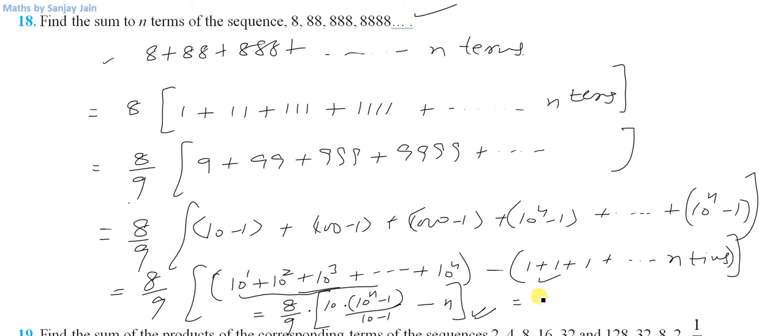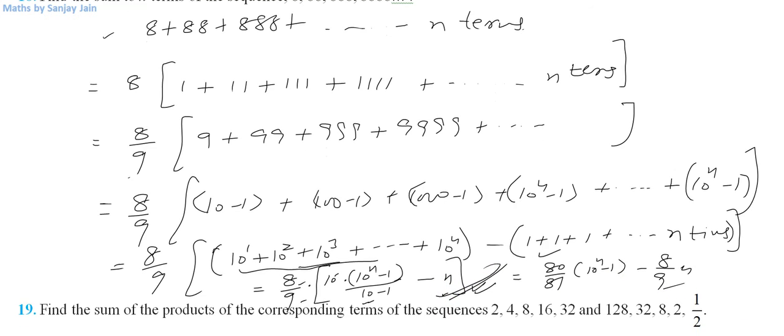You can write it like this also. You can write it as two terms separately. So how do we write that? 80 by 81, right? This is 8 into 10, 80, 9 into 9, 81, into 10 raised to power n minus 1, minus 8 by 9 n. I think it was better to leave it here.